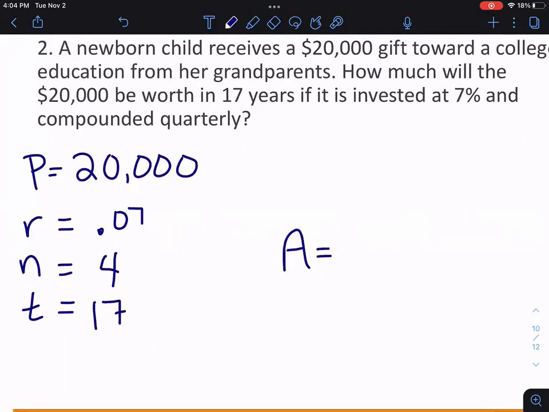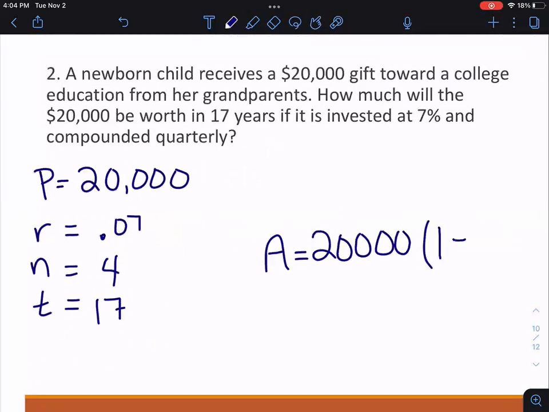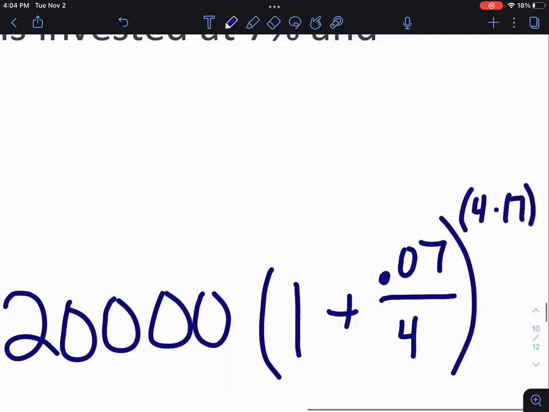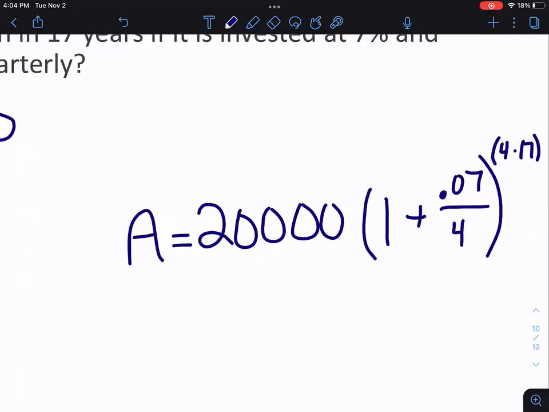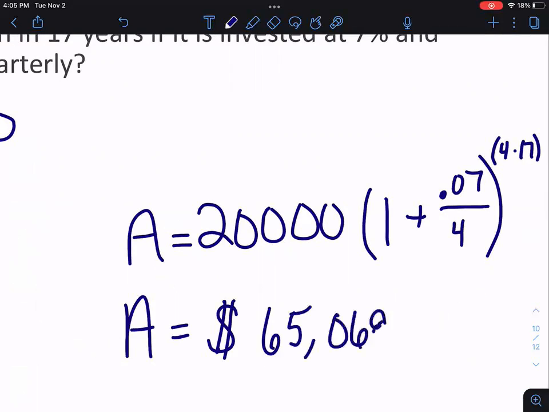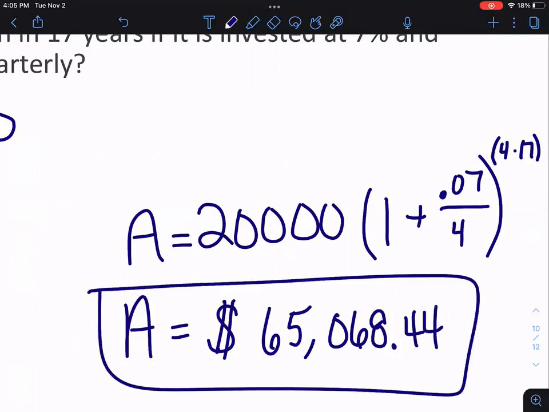So the future value, the amount, is going to be 20,000 times 1 plus the rate, 0.07, divided by 4, all to the 4 times 17 power. And again, if you're using these parentheses appropriately, you should be able to type all of this into your calculator and get the final amount of $68.44 for that account.